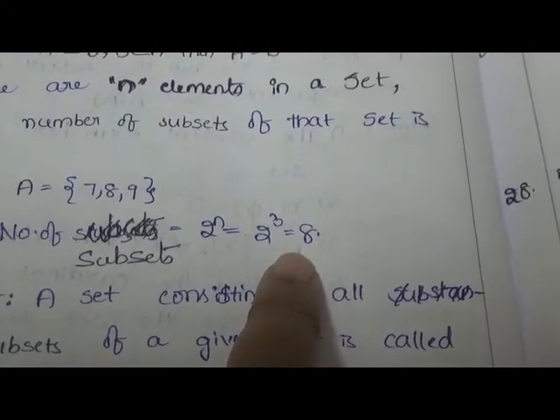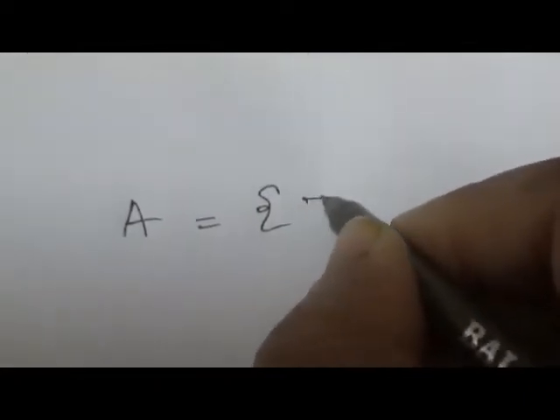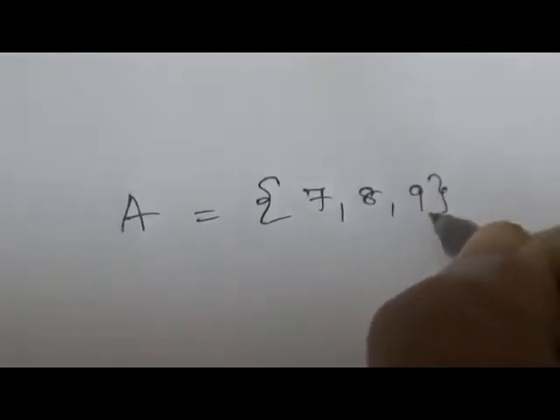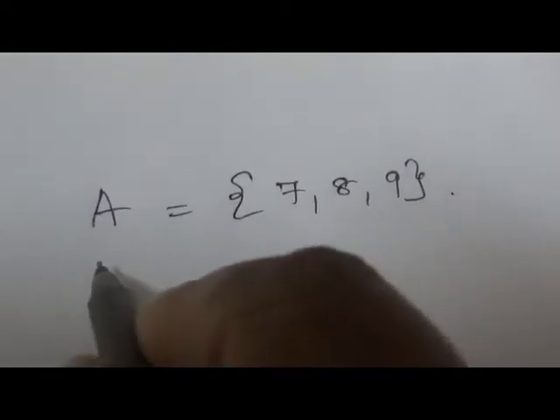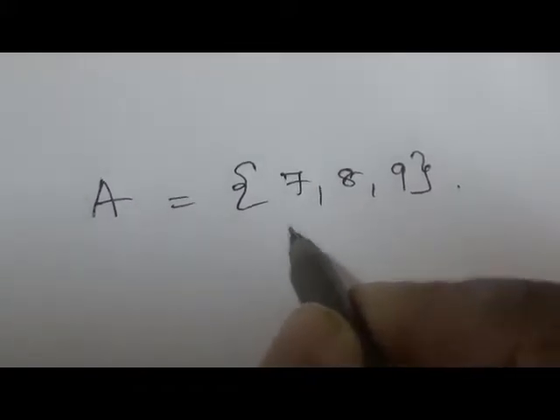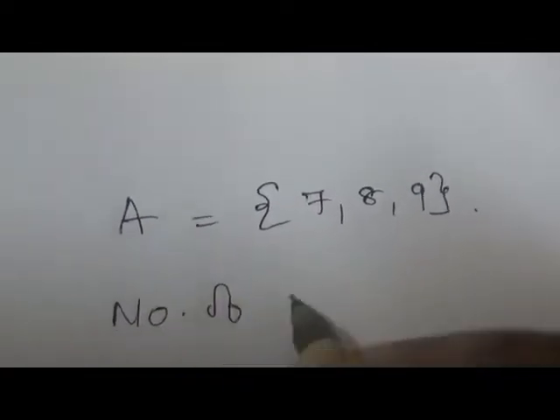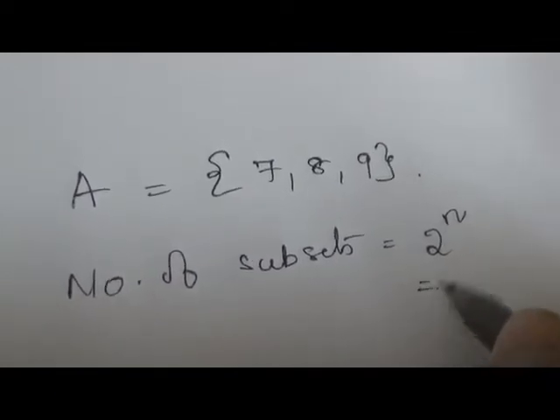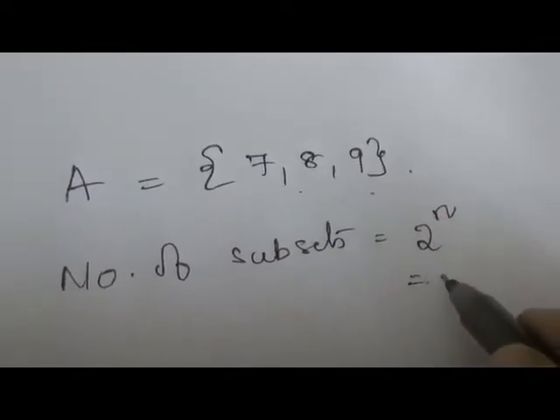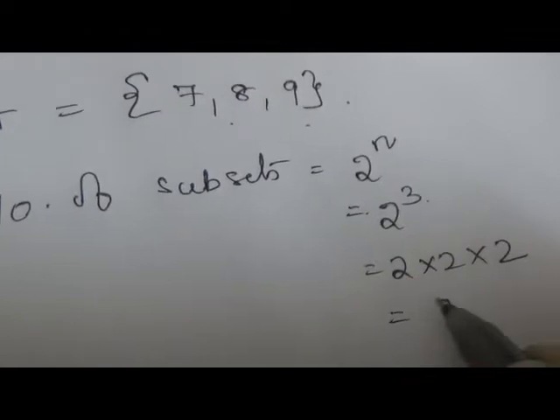How can we write these subsets? I'll show here. Look at here. A is equal to 7, 8, 9. So how can we write the subsets for this? Already I said in the note, every set is a subset of itself. The formula is 2 to the power of n, where n means the number of elements. 3 elements, so 2 to the power of 3, that is 2 into 2 into 2, that is equal to 8 subsets.